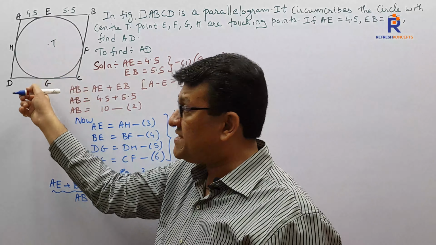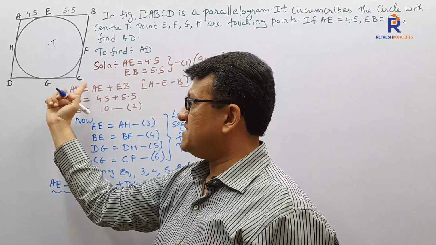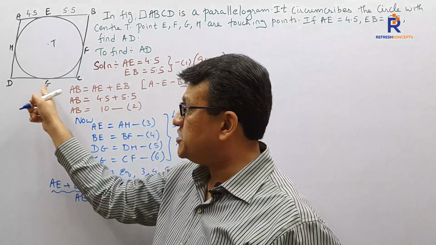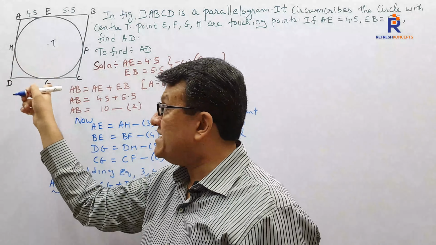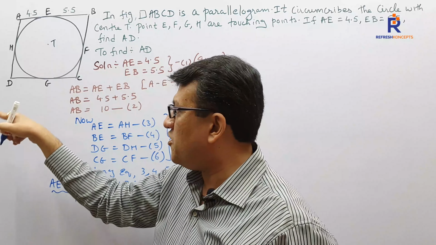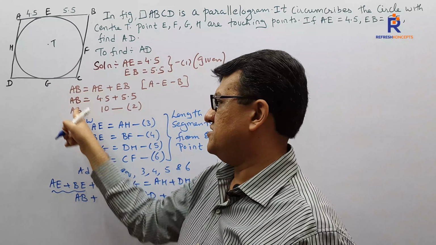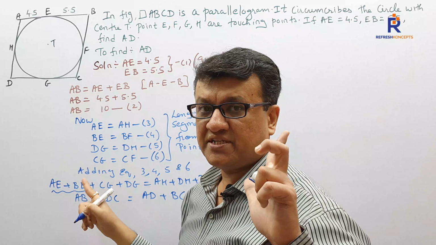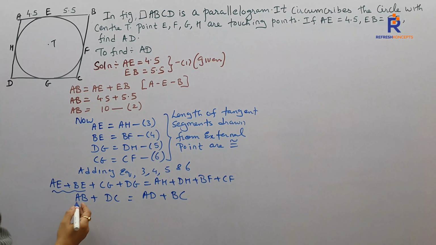Thereafter, I picked up the opposite side. You could have started with C also, I started with D. Then DG with DH, but I need to complete this opposite side. Therefore, the partner for DG is GC or CG. Keep this in mind, children. So AB plus DC is AD plus BC.